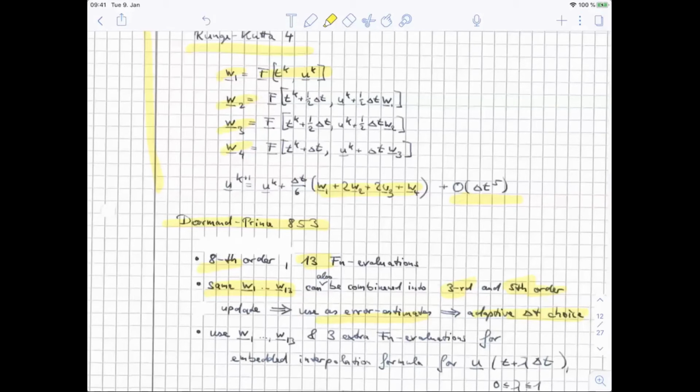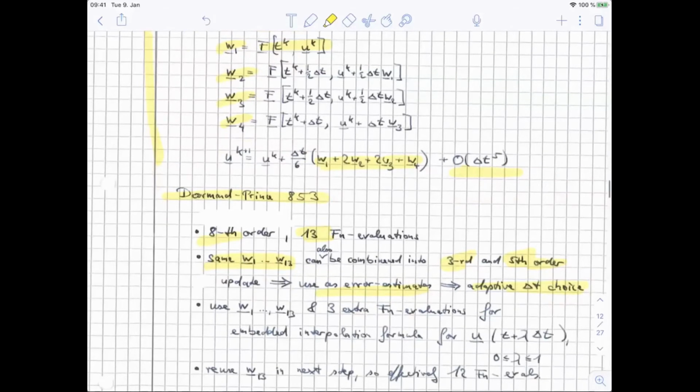This typically leads to very large time steps, and this method has a much larger Courant stability limit than the other ones, so you can take very large time steps. And you typically end up taking time steps that are larger than where you want the data. And there comes another cool feature of Dormand-Prince. It has what is called an embedded interpolation formula.